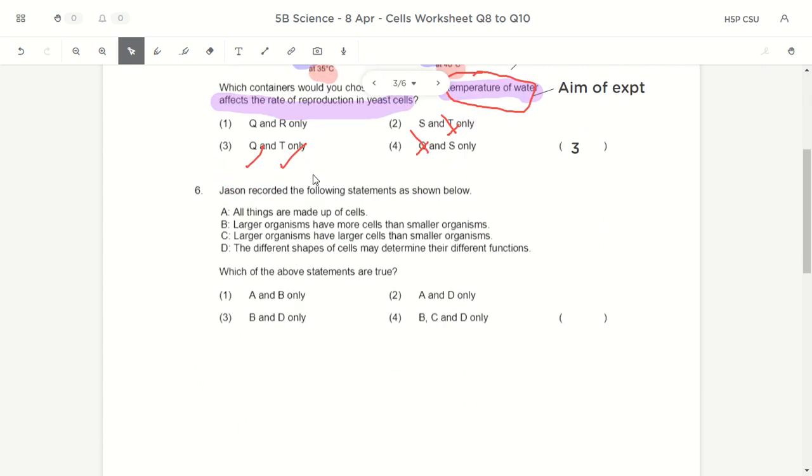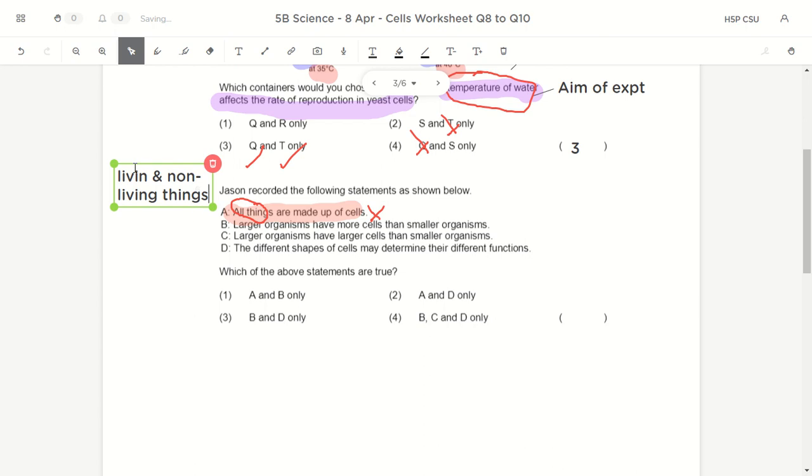Okay, let's go to 6. Jason said these few statements. Let's look at each statement and see if it's correct or wrong. So first one, all things are made up of cells. Correct or wrong? It is actually wrong. Why? Because all things include living and non-living things.